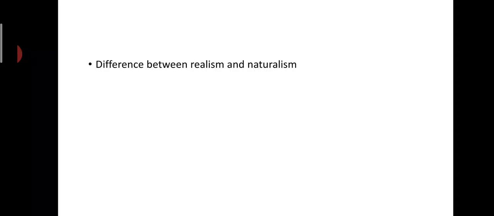The examples of realistic novels: The Adventures of Huckleberry Finn by Mark Twain, House of Mirth by Edith Wharton, The Jungle by Upton Sinclair, Daisy Miller by Henry James, The Call of the Wild by Jack London, Jane Eyre by Charlotte Bronte, The Grapes of Wrath by John Steinbeck, and Vanity Fair by William Makepeace Thackeray.